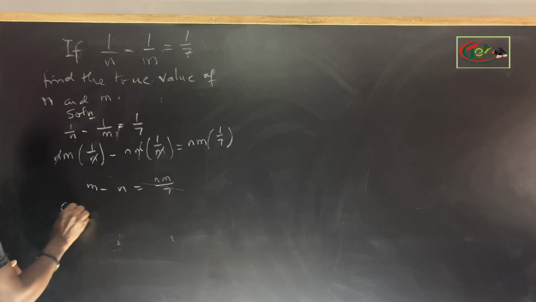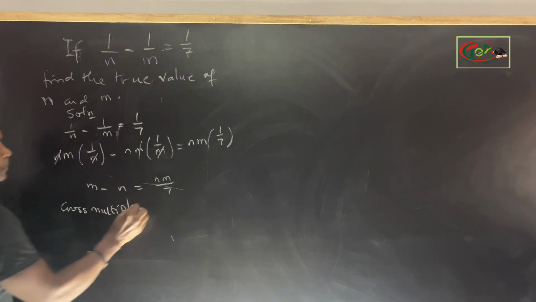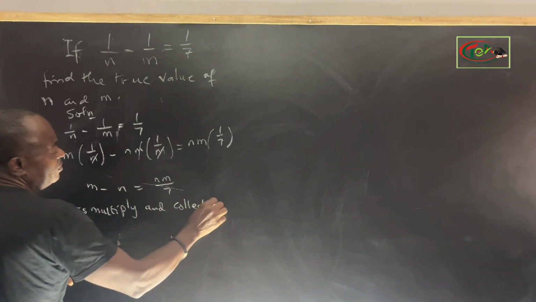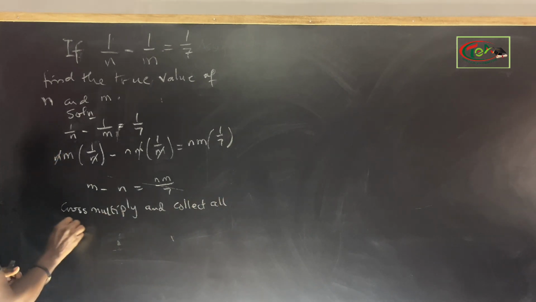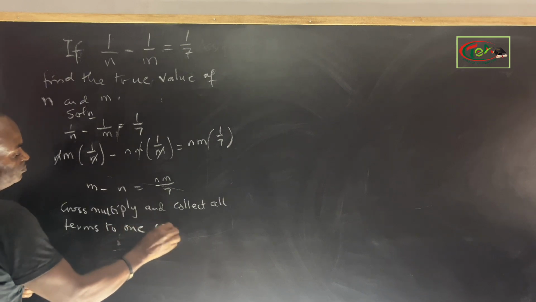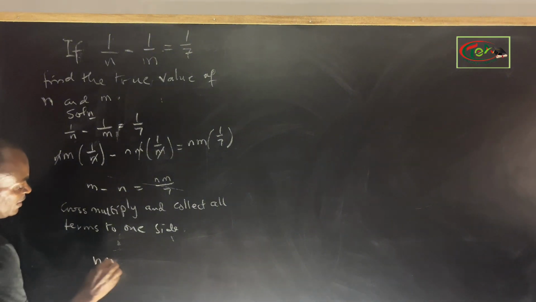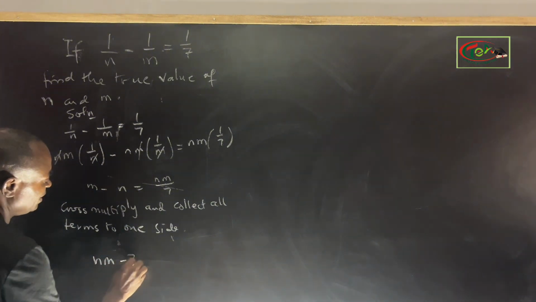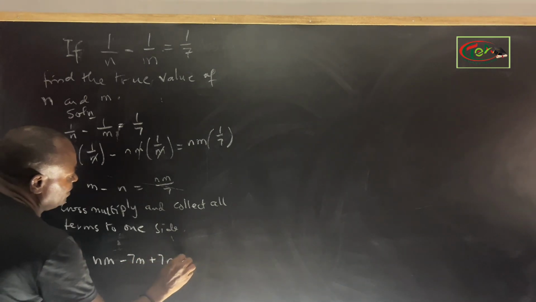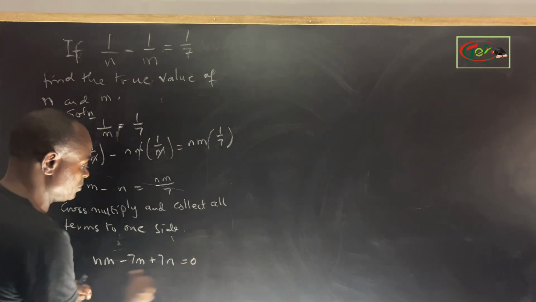So we cross multiply and collect all terms to one side. If we do that, we are going to have nm minus 7m plus 7n equals 0. So if we get all the terms, this is what we have.